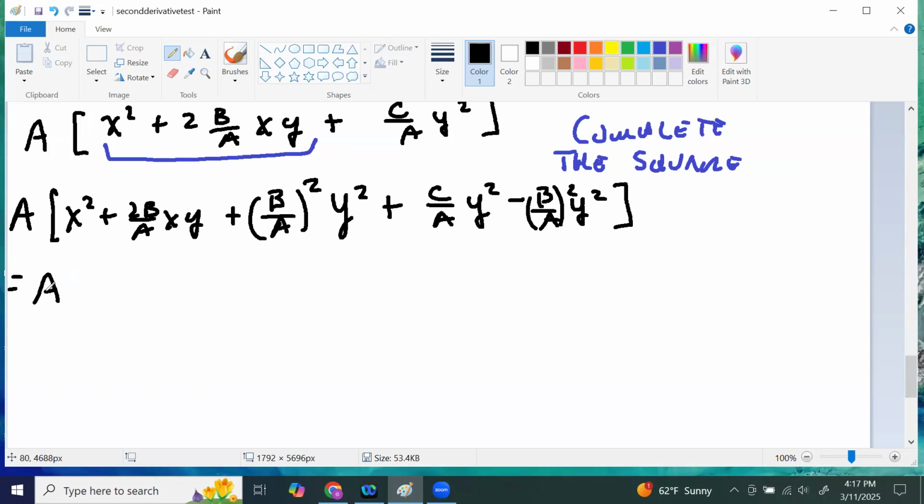This now becomes a, this is now x plus b over a y, squared. Okay, that's exactly that. That's why we completed the square. Plus a times all this.